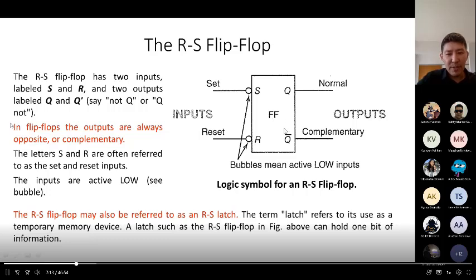If you need to hold 2 bits of information, you need two of these devices. If you want 4, you need 4.